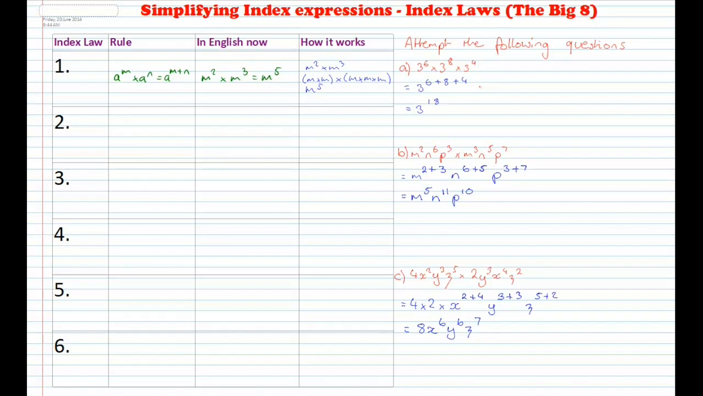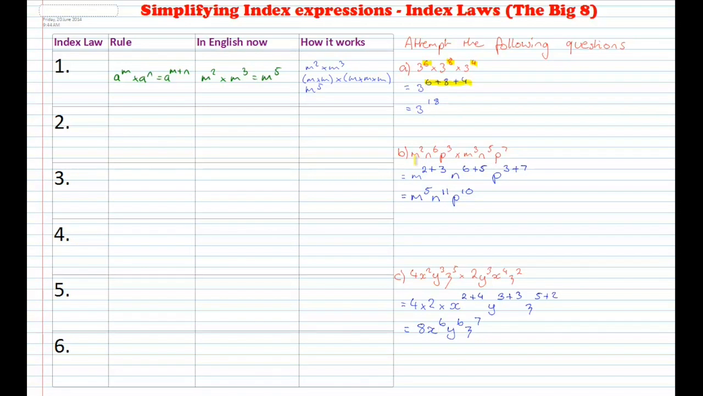Alright, so welcome back now. If we've got 3 to the power of 6 times 3 to the power of 8 times 3 to the power of 4, what I need to do is essentially just grab each one of these powers that you can see I'm highlighting here and add them together. So I get 6 plus 8 plus 4, which is actually equal to 3 to the power of 18.